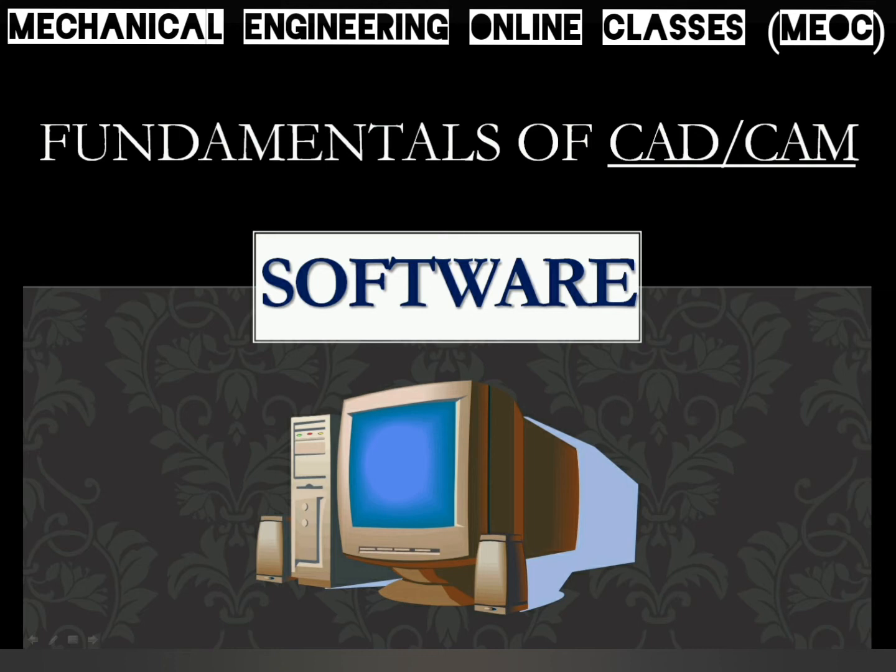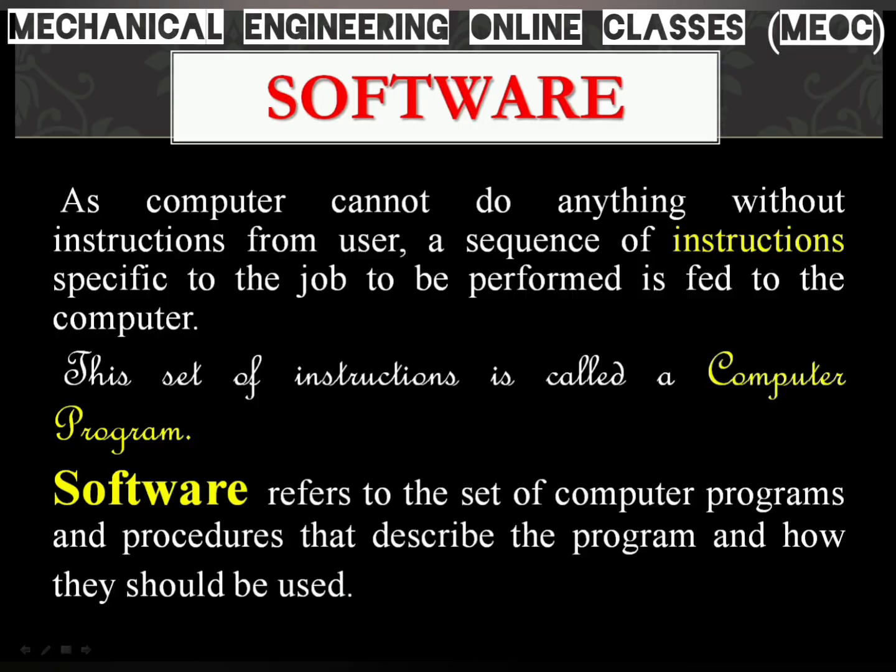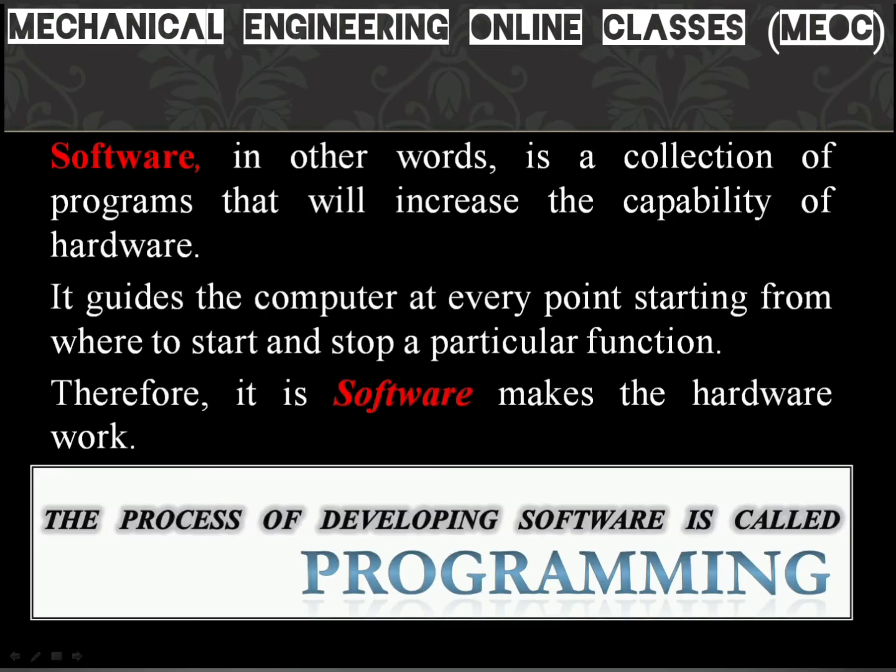Fundamentals of CAD/CAM. What makes CAD/CAM work is software. As we know, a computer is an object that cannot do anything without proper instructions. So the set of instructions that defines the task a computer should do is called a computer program. And software comprises several such computer programs and procedures that describe and make the hardware understand what to do, how to do, and when to do. In other words, software increases the capability of hardware.